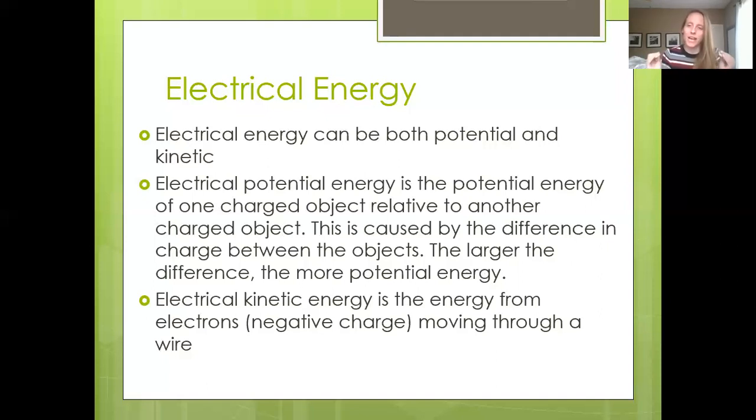as soon as you attach the wire and complete that circuit, electrons will start to flow out of the negative end of the battery through the wire towards the positive end. And so that movement of electrons through the wire is your kinetic electrical energy.